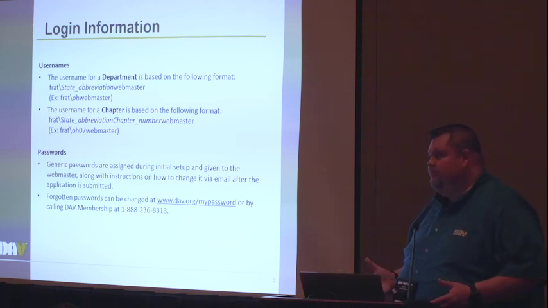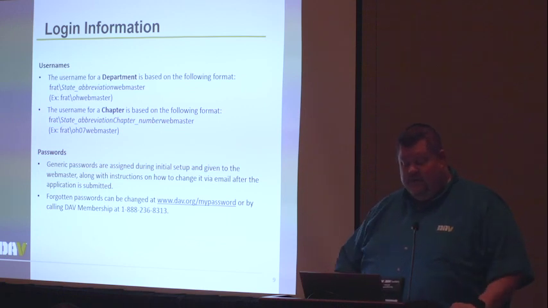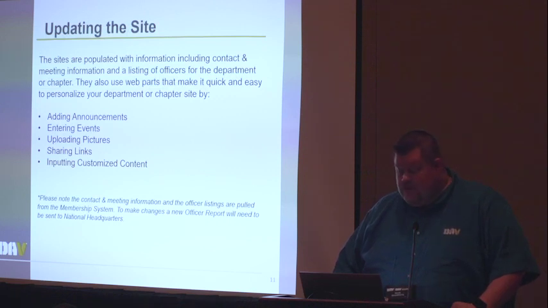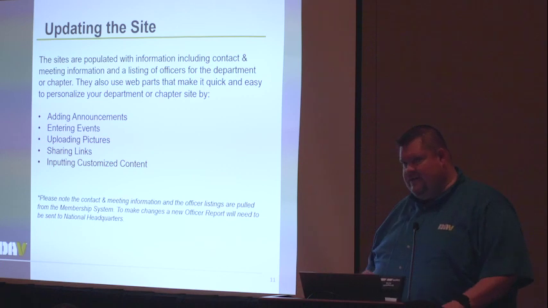Initially, you'll get a generic password assigned, but subsequent to that, you can assign a unique password so that nobody else except those who have permission can access it. If you forget or lose your password, no sweat, just call headquarters, we can reset it for you, and then you'll want to see any pop-up. You can put a unique password there. So this is what the login screen is going to look like. If you're logging in as webmaster for Ohio 7, you've got the username in there, and then you type in whatever your password is. Very straightforward.